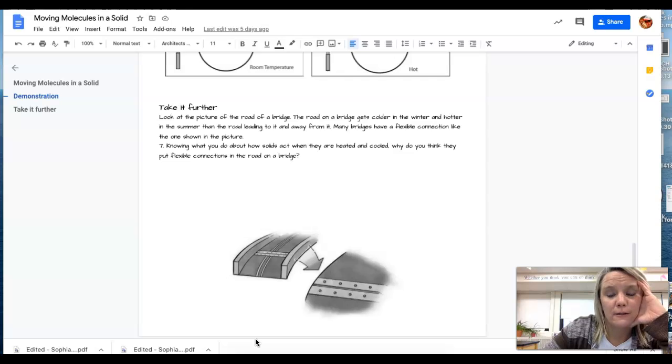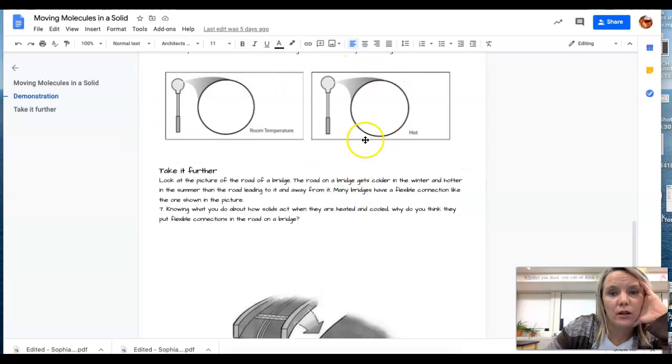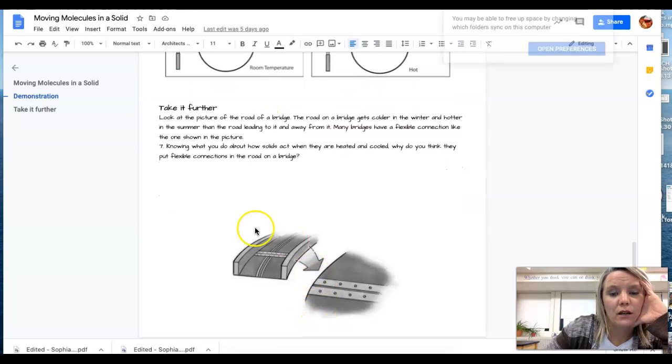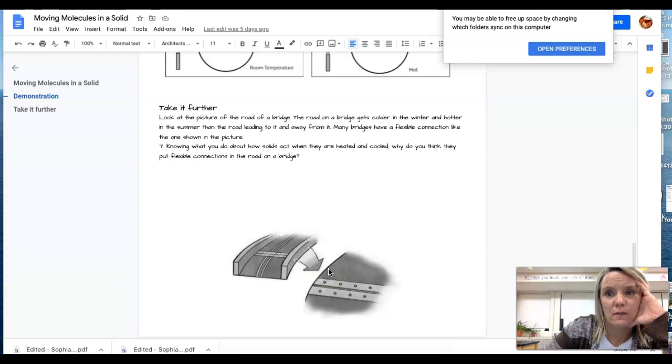Why do you think that is? Think about that. Think about how what we learned here would apply to this real life situation.